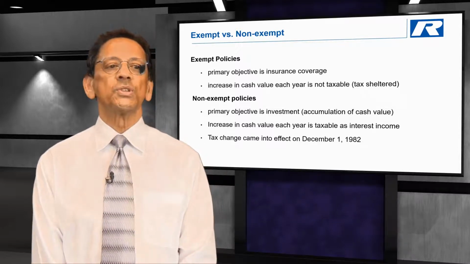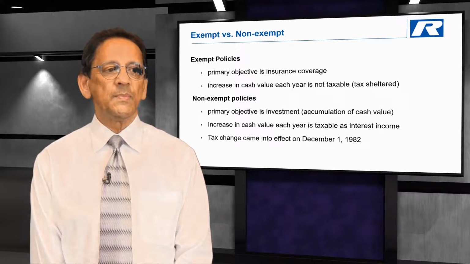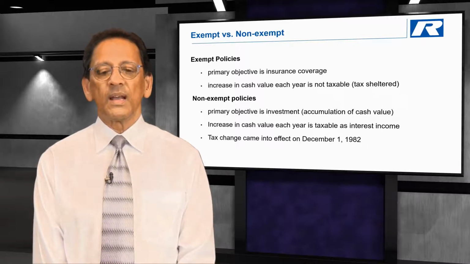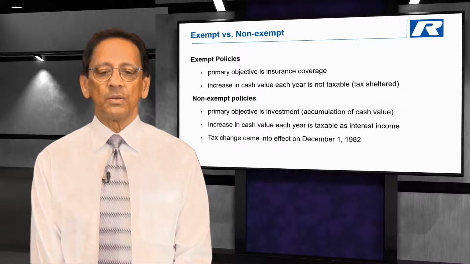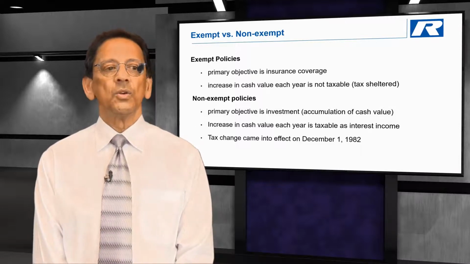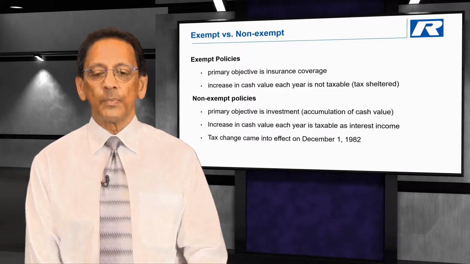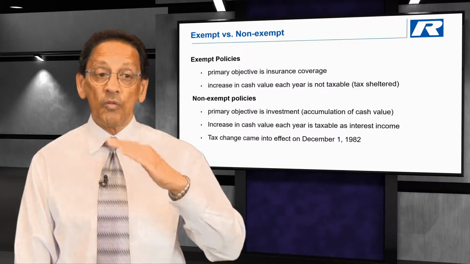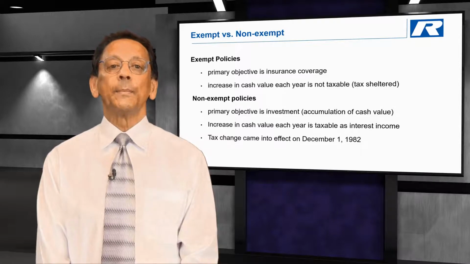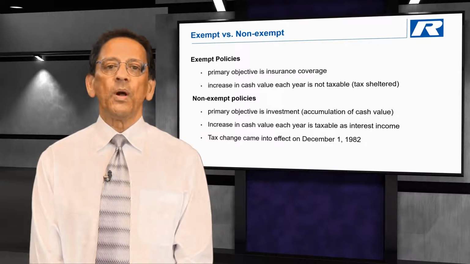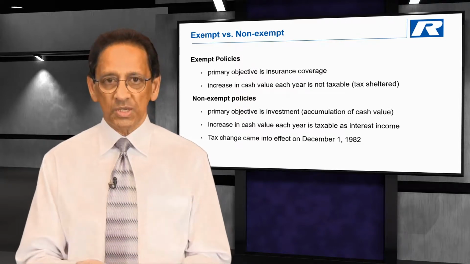For the most part, an exempt policy is a policy where the primary objective is to provide insurance coverage. A non-exempt policy is one where the client is primarily interested in accumulating savings under the policy. Under the law you are able to accumulate savings and tax shelter those savings up to a certain level, but if you are over that level, the policy is no longer deemed to be an exempt policy. So an exempt policy is simply a policy whose primary focus is to provide insurance coverage.